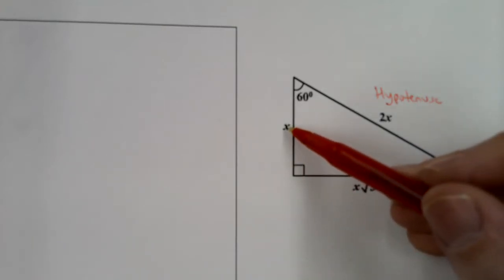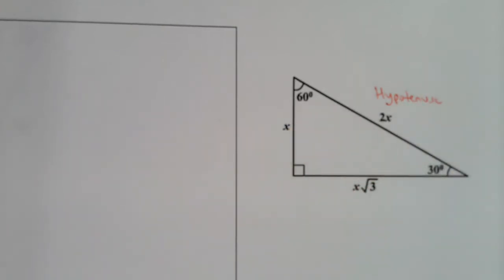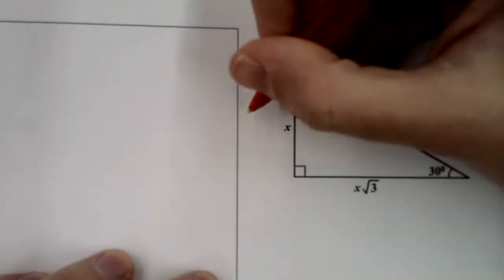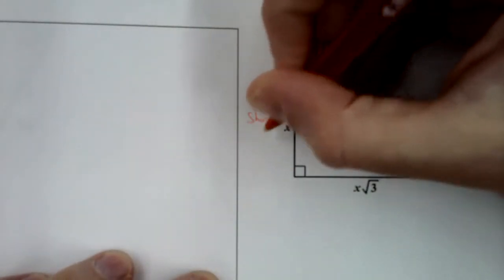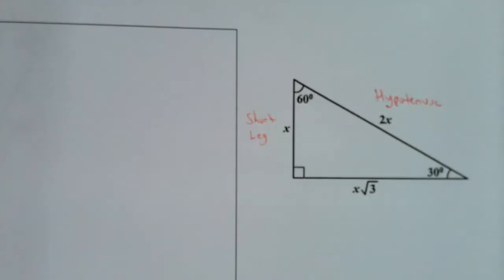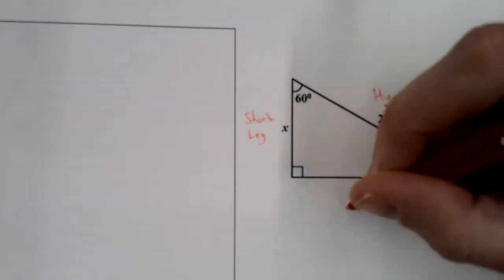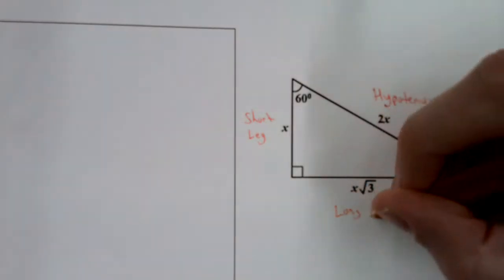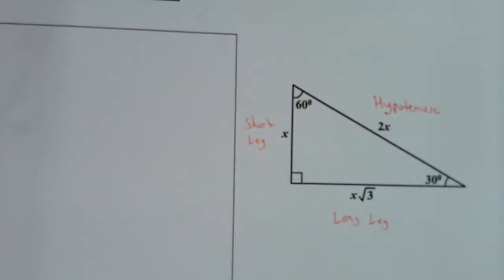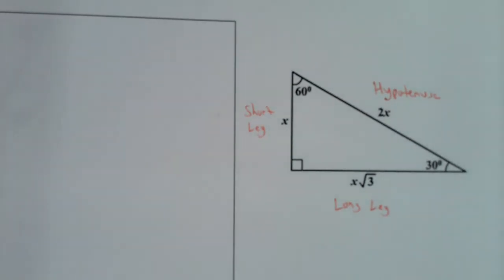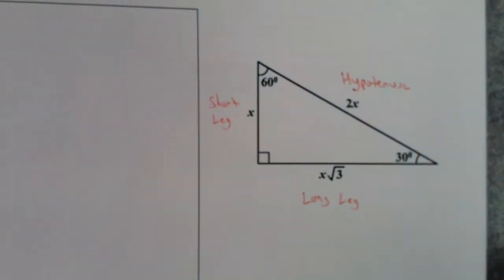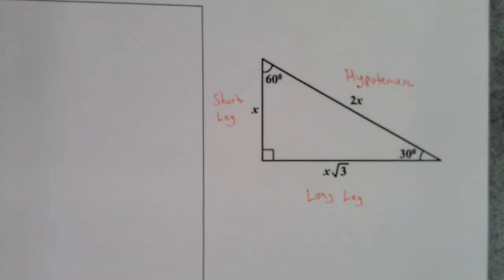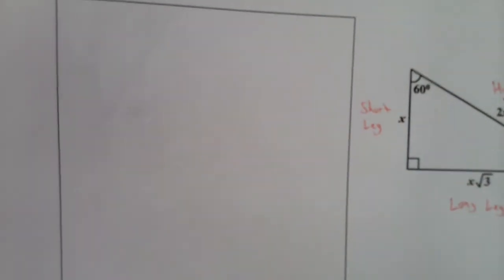But the side across from the smaller angle, the side across from the 30-degree angle, is going to be called the short leg. And the side across from the 60-degree angle is going to be called the long leg. You can tell by looking at it that that leg is longer than the other leg, okay? So here are the formulas. We have 4 formulas, okay?